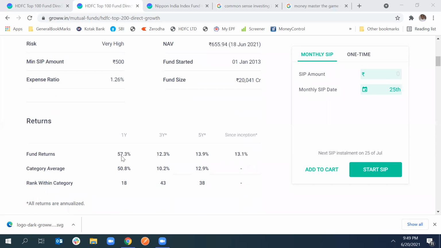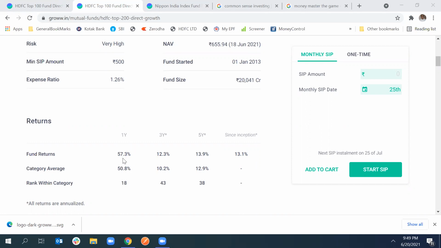And the return for 1 year is 57%. I was letting you know before, don't get carried away with this particular return. As you see, the 3 year average return is just 12.3%, and the 5 year return is around 14%. Since inception, since the beginning or launch of this fund, it just gave you 13.1%, right? This is the reality, not this one, right?